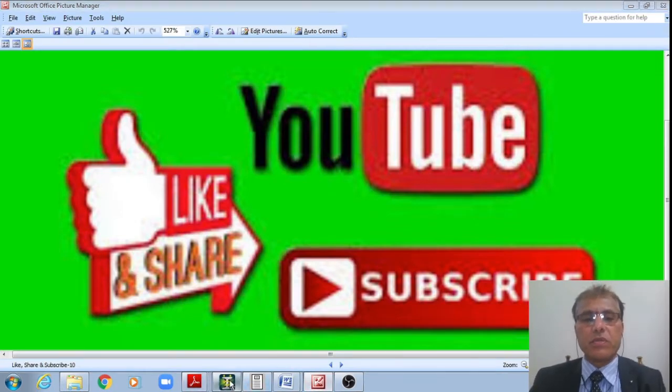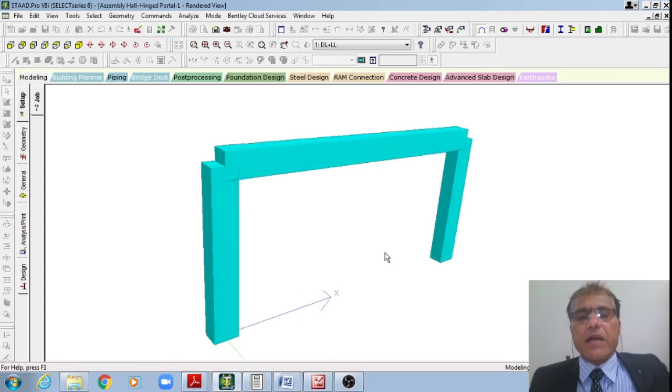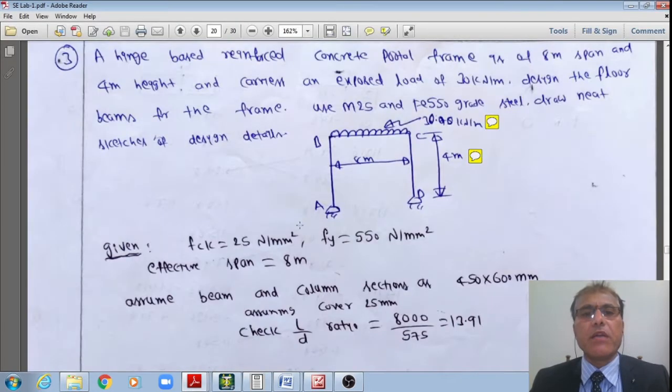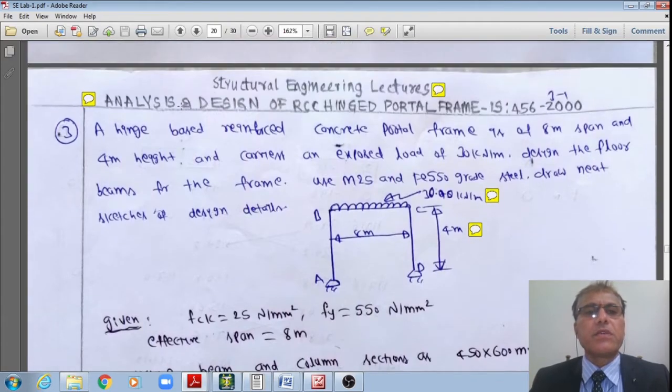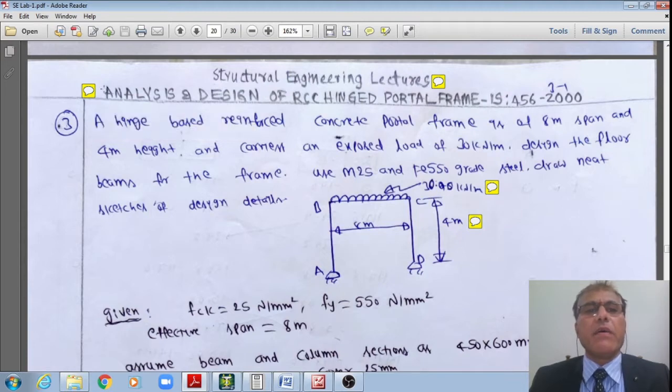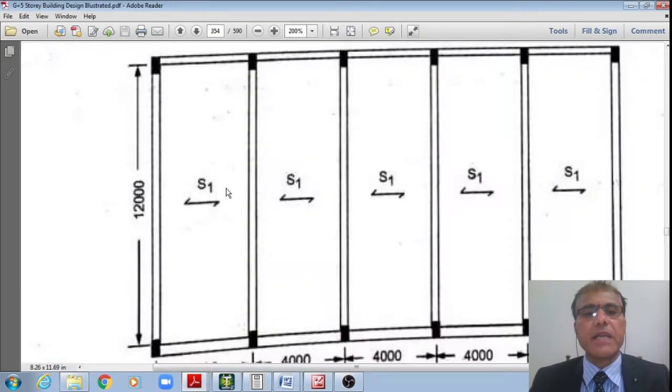What we are supposed to see in today's class is the design of an RCC portal frame. Actually, this is the portal frame of an assembly building. Now let us see the problem definition, students, right? This is the analysis and design of an RCC hinged portal frame of an assembly hall, measuring 33 meter by 8 meter, its inner size is 33 meter by 8 meter, like this, right? Therefore, that is our 33 meter by 8 meter. This is almost a plan, right?